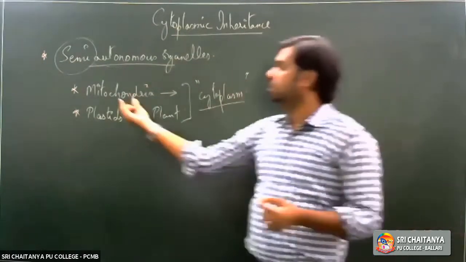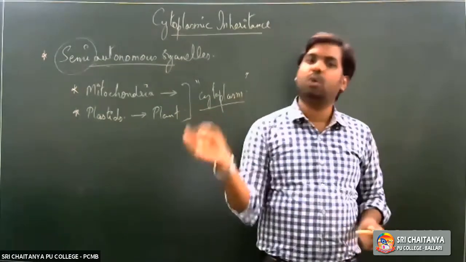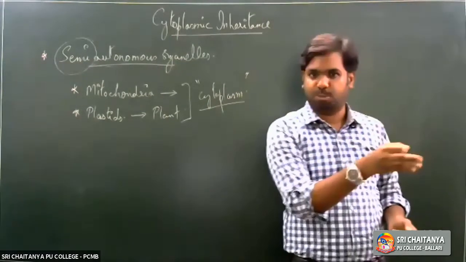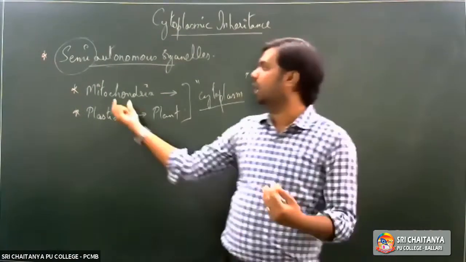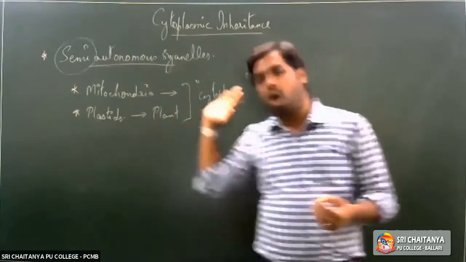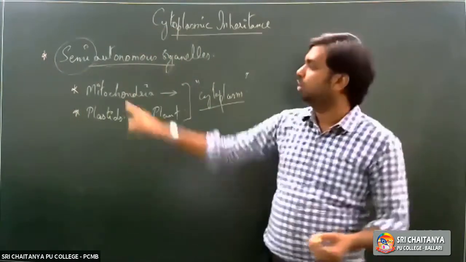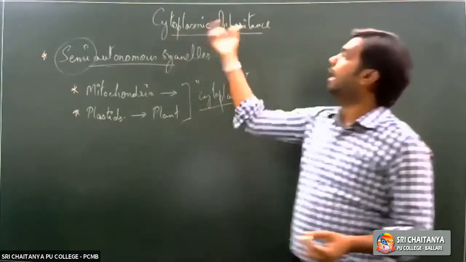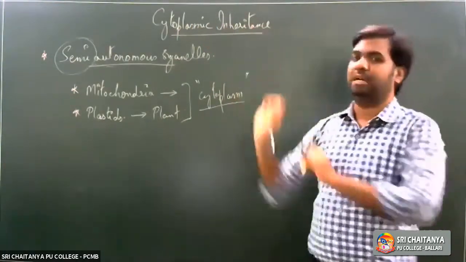Now, since mitochondria and plastids also contain DNA, their DNA also has genes, and those genes are also passed on to the offspring during sexual reproduction. So the characters present in the genetic material of the mitochondria and plastids are also inherited by the progeny. Since these two organelles are present in the cytoplasm, we call this type of inheritance cytoplasmic inheritance. This is the background of cytoplasmic inheritance.